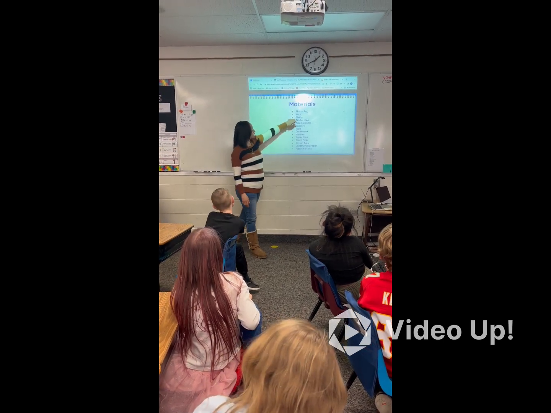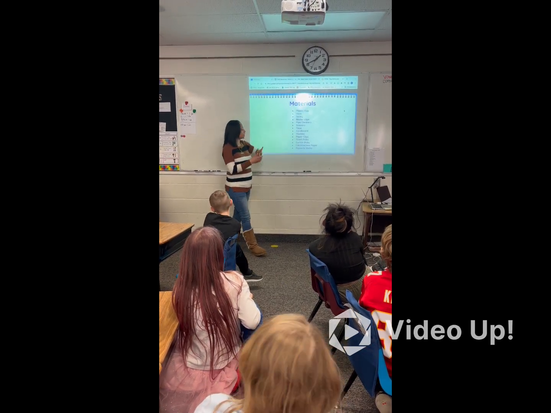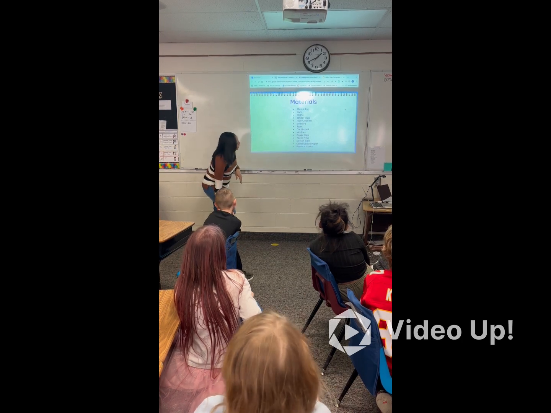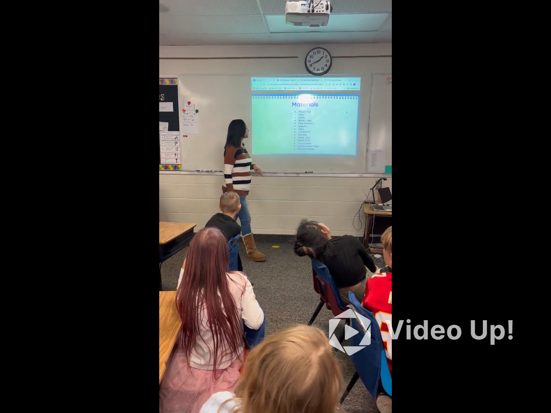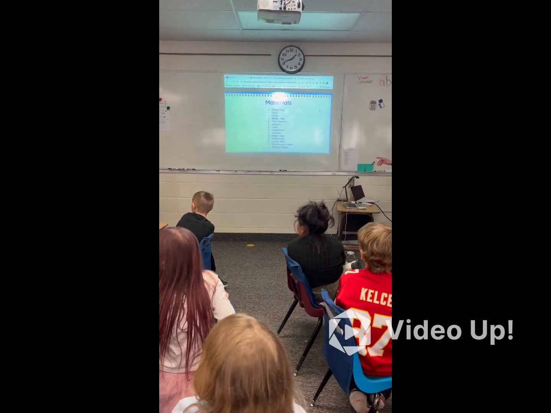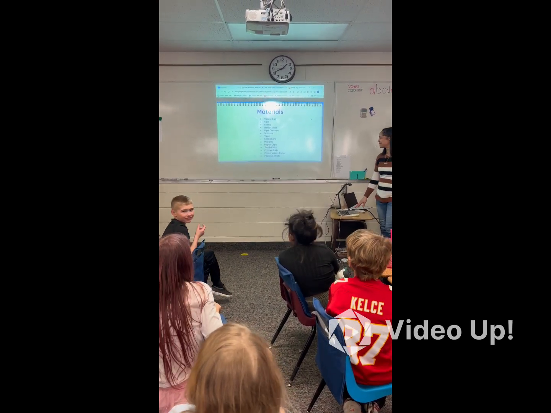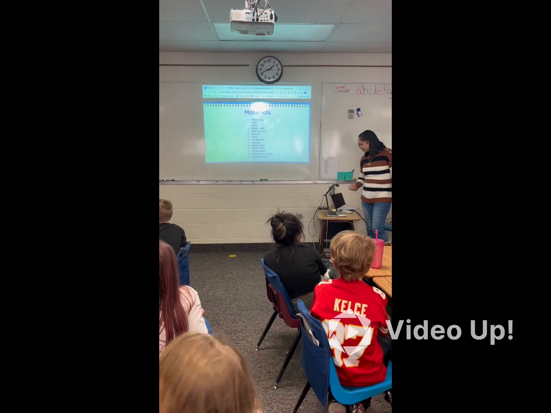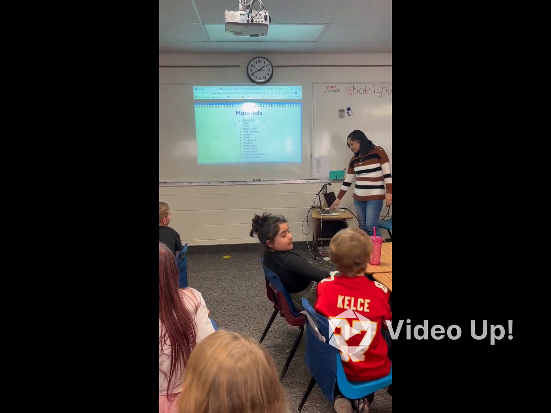You guys have options of plastic egg, yarn, string, binder clips, pipe cleaners, scissors, tape, cardboard, marbles, paper clips, toothpicks, cotton balls, construction paper, and popsicle sticks.